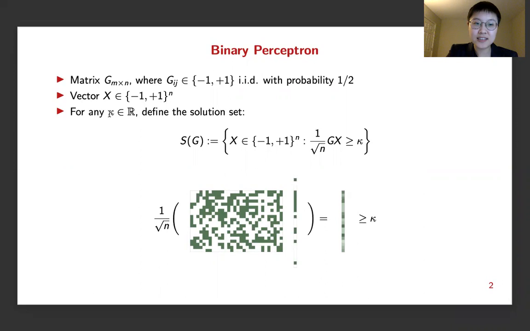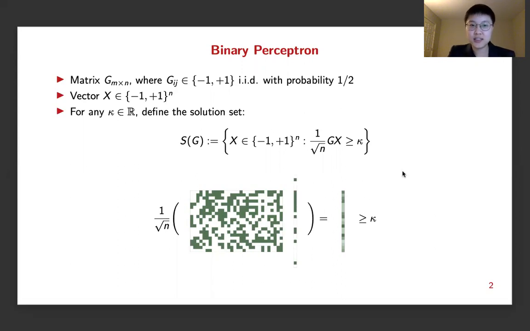For any real number kappa, we define the following solution set. So S of G is defined to be the set of all x inside the set, such that the matrix G times our vector x normalized by 1/√n is larger than or equal to kappa entrywise. So in the picture illustration, this is our matrix, this is our vector. After normalization, we want each entry of the resulting vector to be larger than or equal to kappa. For each x in the set, we call it a solution because it satisfies this set of inequalities, and the set of all such x is called S of G, the solution set.